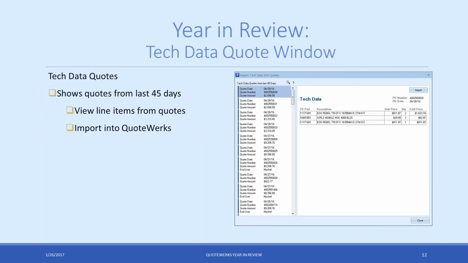All right, Tech Data Quote Window. So this is a nice little feature that will appear on your grid toolbar as well. So if you look near that totals for all items box and you see the little Tech Data icon, if you click on that drop down and you select Import SAP Quote, when you click on that, that will actually open up this Tech Data SAP Quote window.